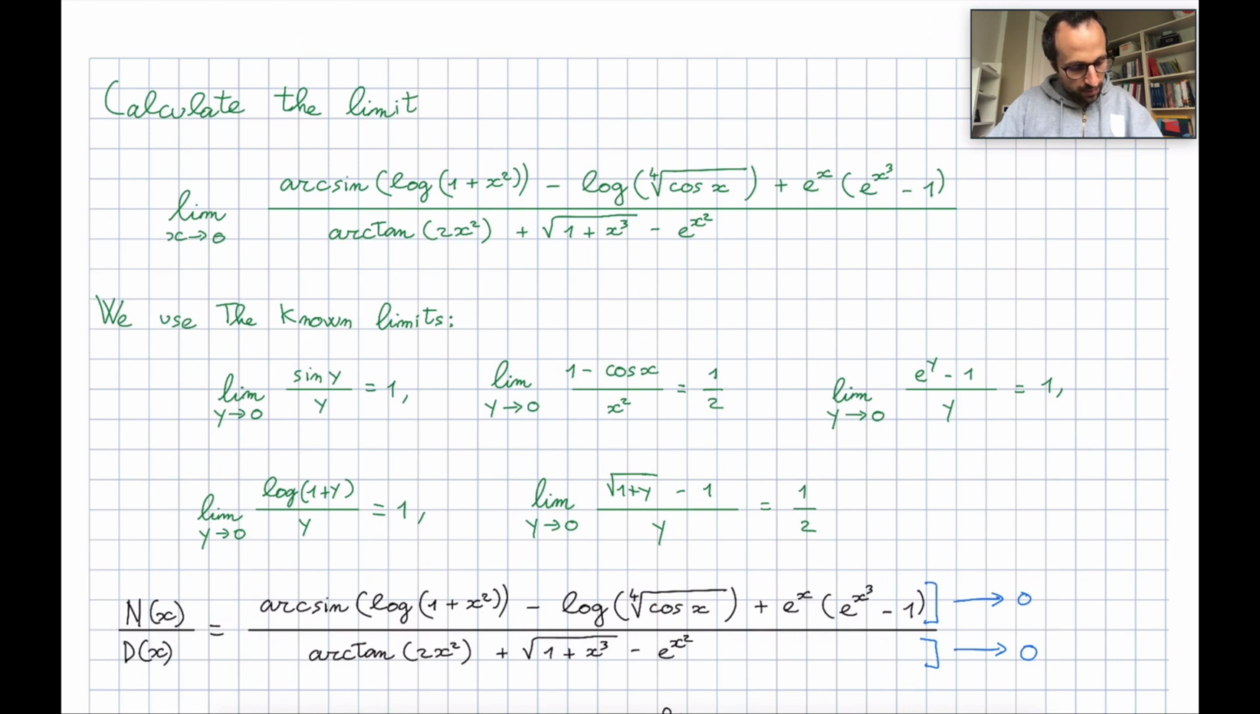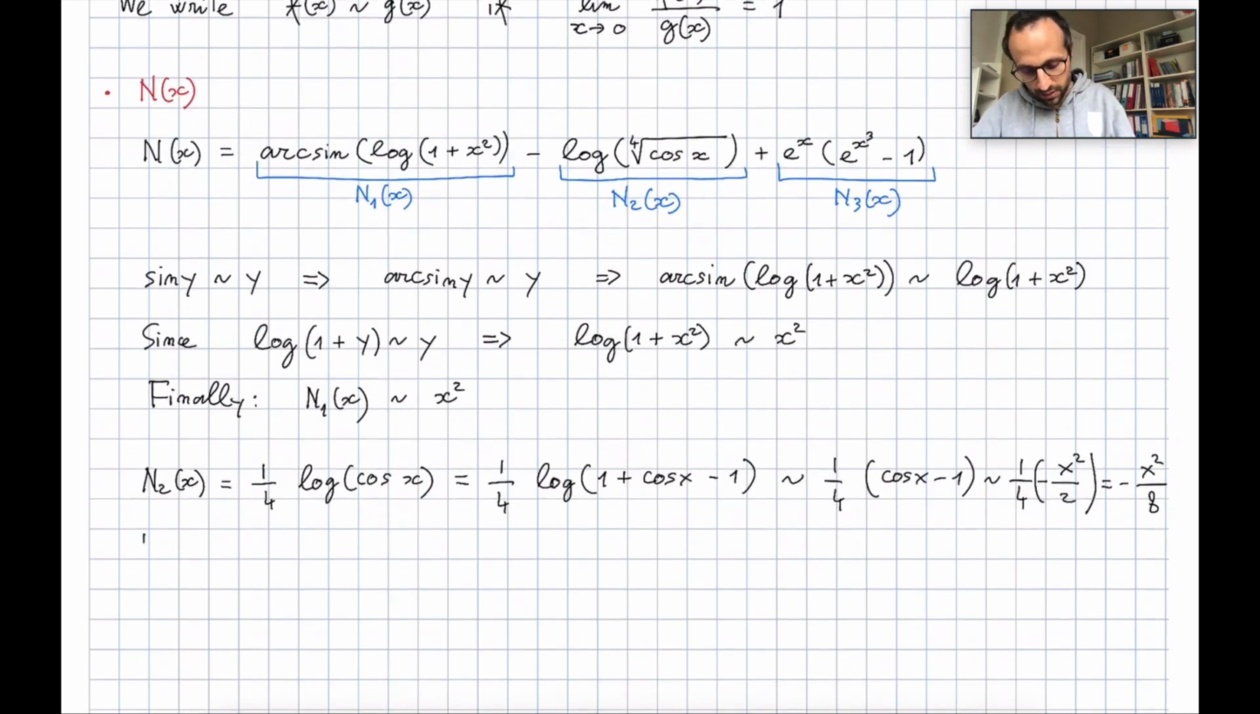And so this is nothing but minus x squared over 8. Okay, this concludes N2. Now finally N3, this is the simplest one. N3 of x is asymptotic to e to the x, times e to the x cubed minus 1. This is easy. E to the x as x goes to 0 is asymptotic to 1 because it converges to 1.